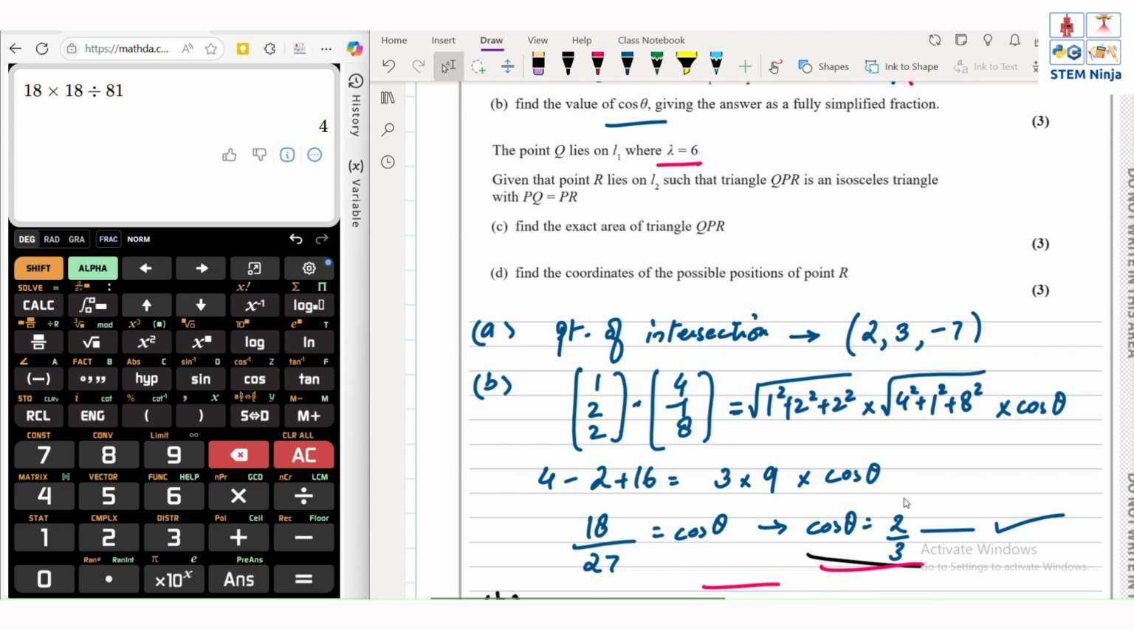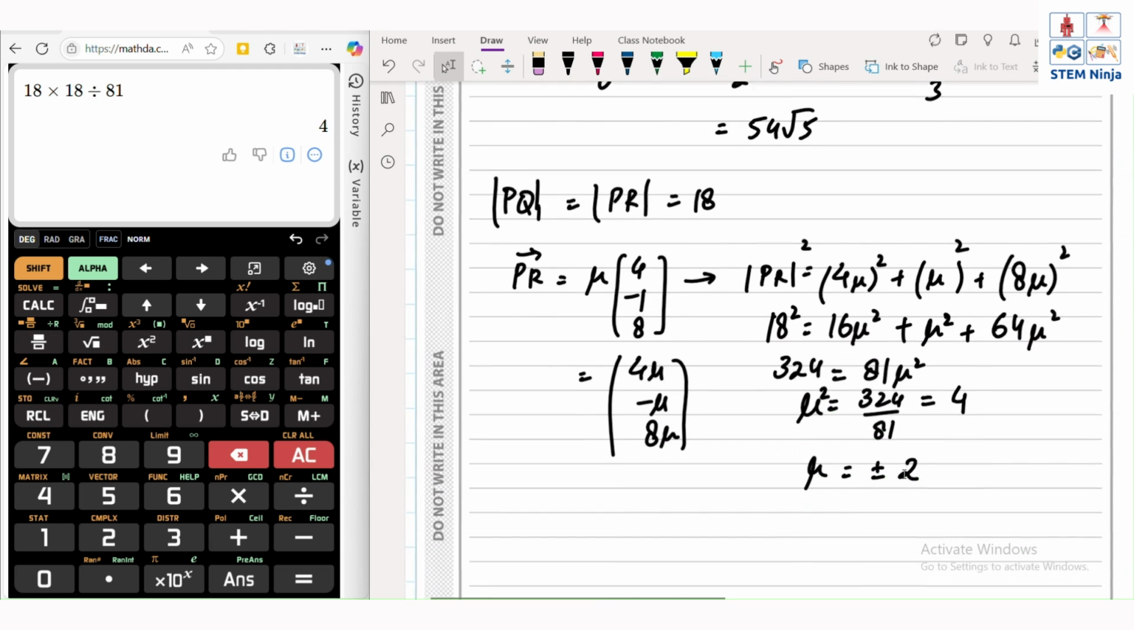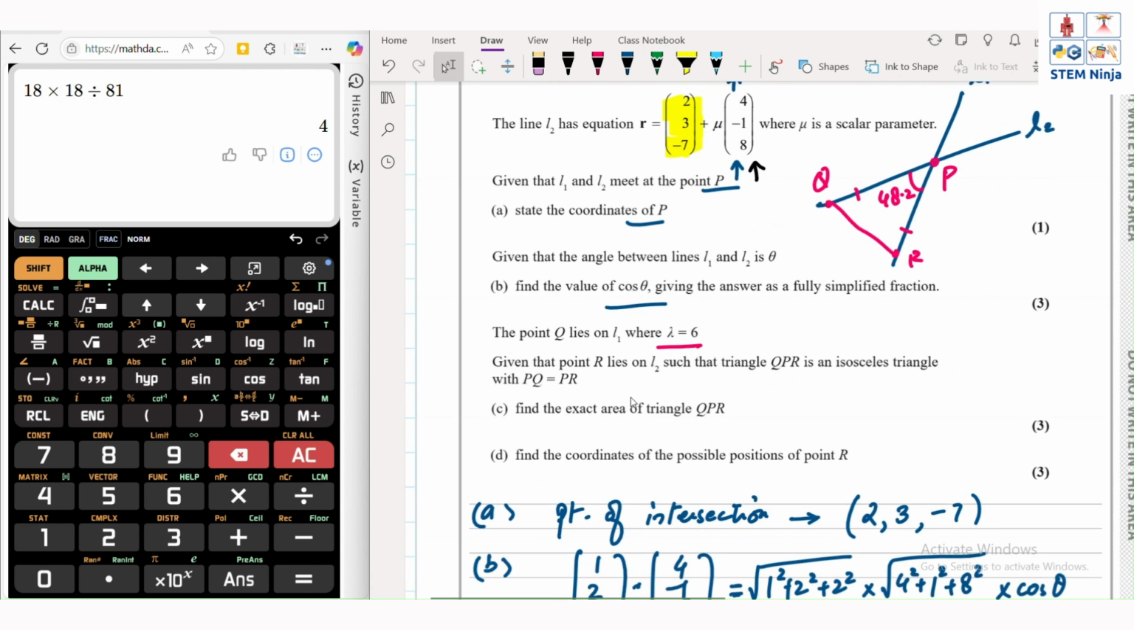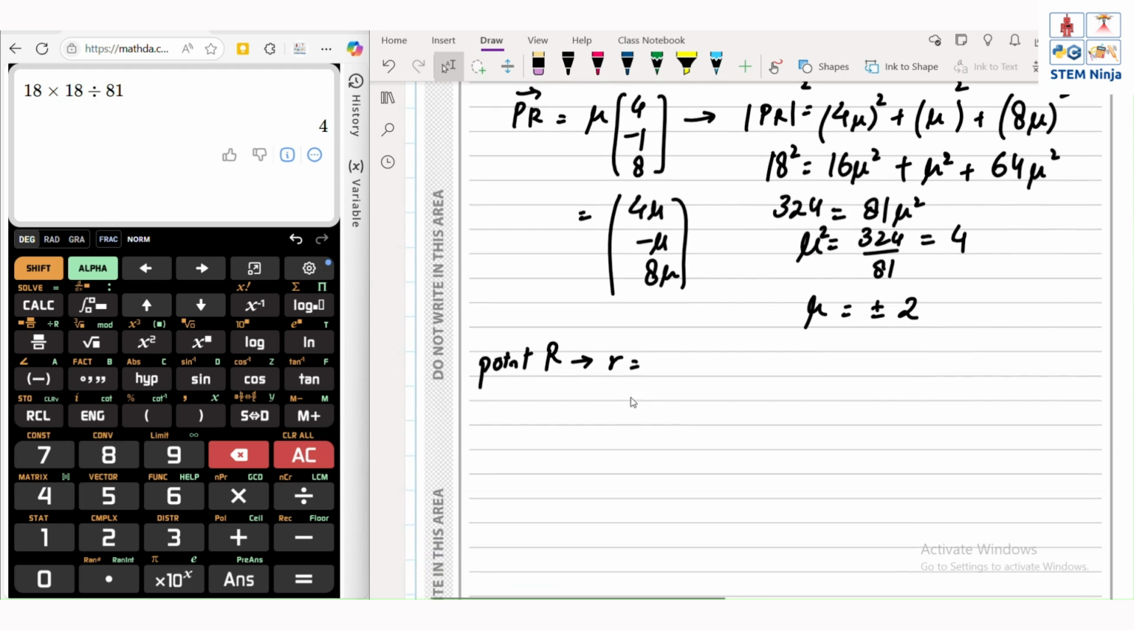Find the possible positions of point R. That means we can start on line 2. The possible point R starts from either, wait, sorry, what was the starting point? (2, 3, -7).